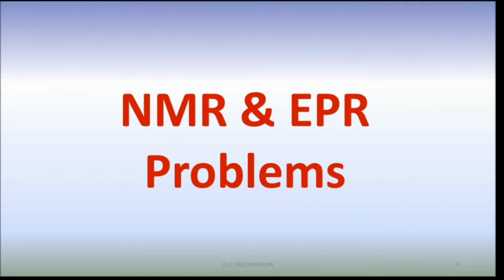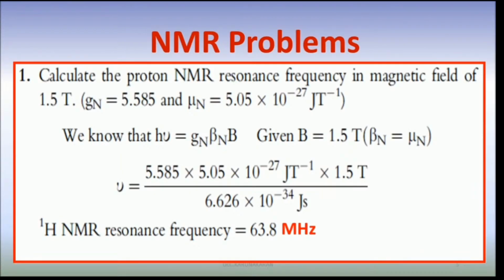We'll quickly see NMR and EPR problems. NMR and EPR problems asked in CSIR, GATE, and IIT JAM exams. Using the resonance condition, ESR resonance condition, NMR resonance condition, Larmor frequency, pulse angle, several problems were asked in GATE, CSIR and IIT JAM. For example, we'll solve a few problems here. Calculate the proton NMR frequency in a magnetic field of 1.5 Tesla. The nuclear g value and nuclear magneton are given.